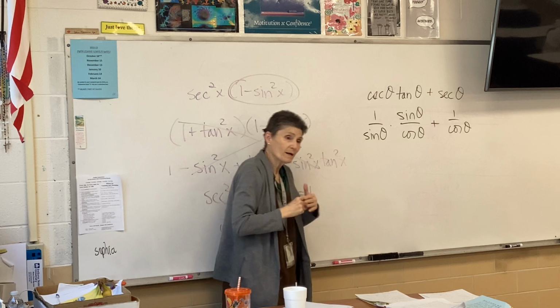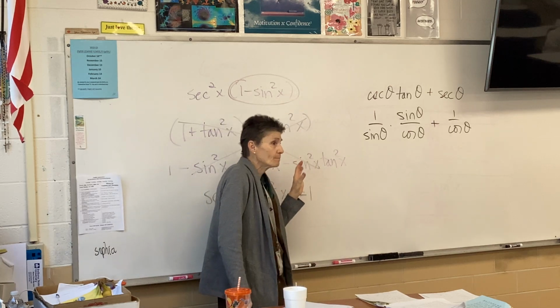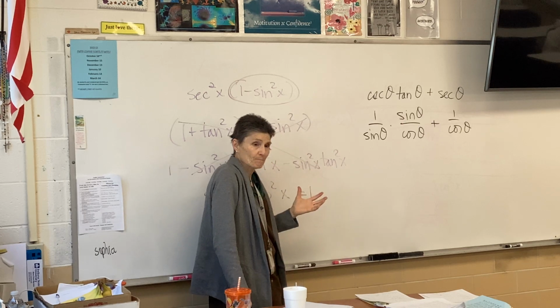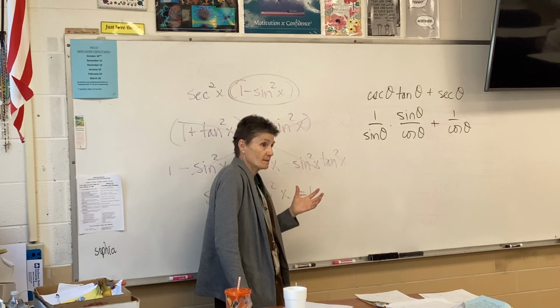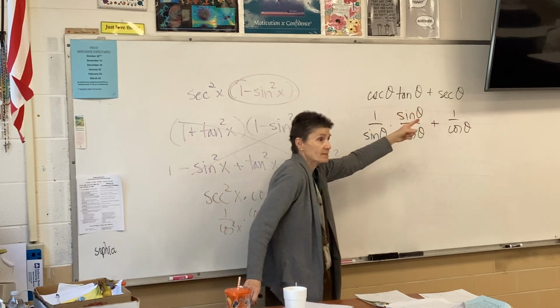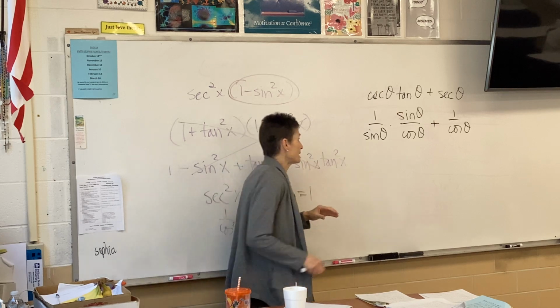I love the way she's working this. She's thinking about changing everything into sines and cosines. What's the benefit of that? If they're all sines and cosines, might I cancel? Yeah, I can't cancel when they're cosecants and tangents and secants, but if I make them all the same, I might be able to cancel.